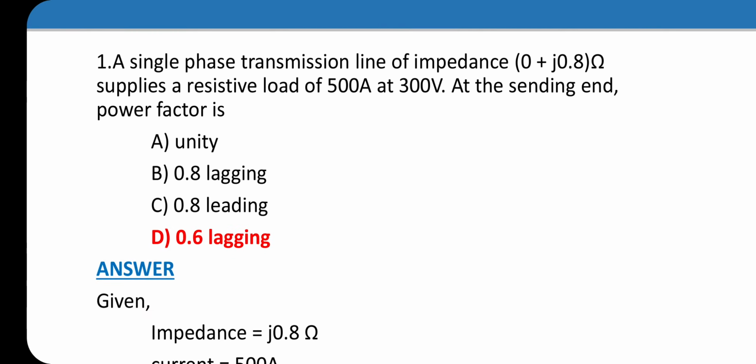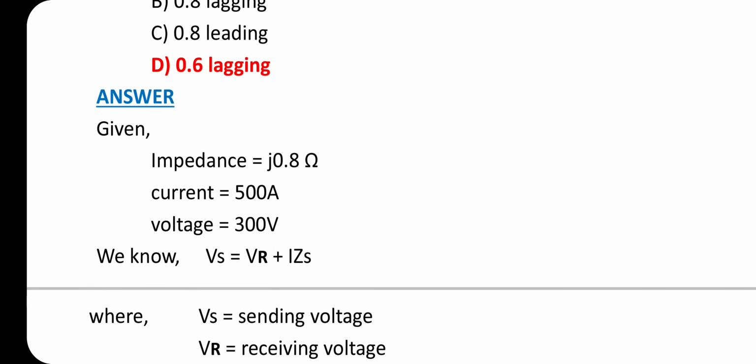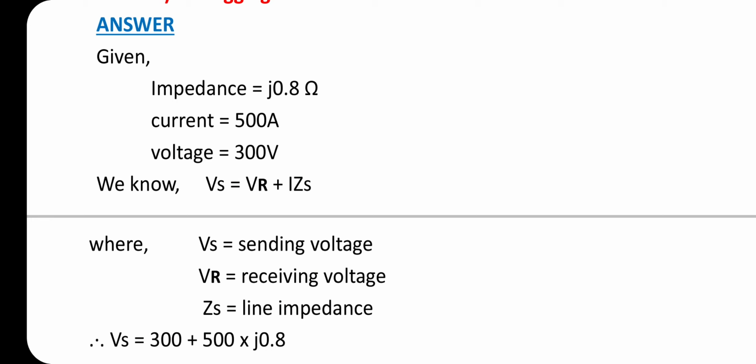First question. A single phase transmission line of impedance 0 plus j0.8 ohm supplies a resistive load of 500 ampere at 300 volt. At the sending end, the power factor is? The answer is option D, 0.6 lagging. Given impedance is j0.8 ohm, current is 500 ampere and voltage is 300 volt.